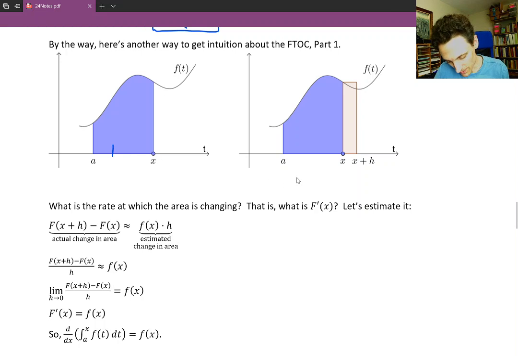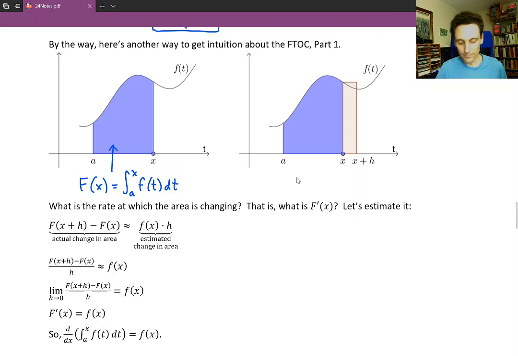Now just to start off, we can write that area, which will be a function of x, and we're going to call that area big F of x. And the way we can calculate that area is by finding the integral from a to x of f of t dt. That's what the integral means. It means the area under that curve.